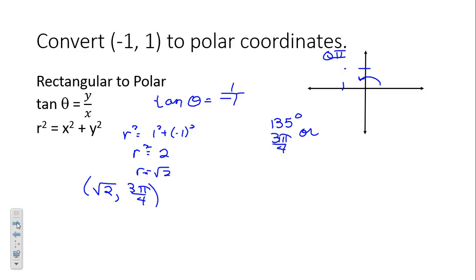I'm not afraid of either one. It kind of makes sense that it would be the square root of 2 out, right? And 3 pi over 4 up. That would be that point. There's our radius and our angle.